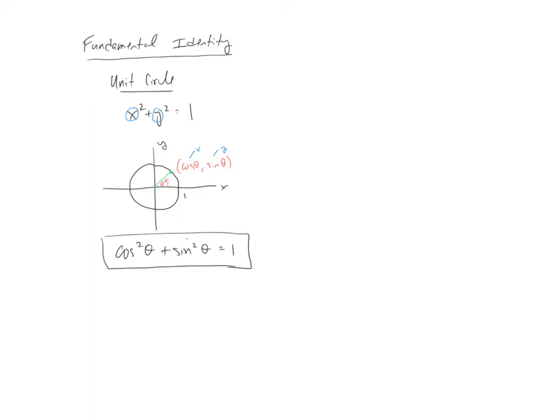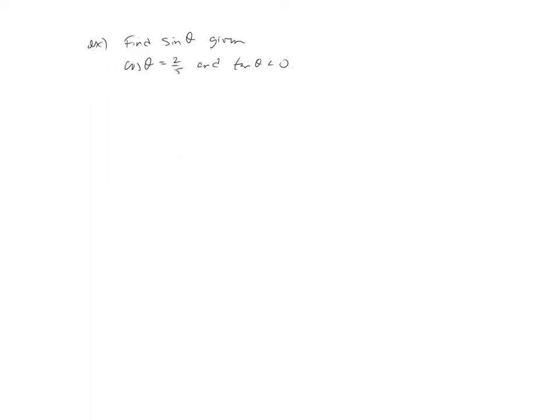Now, we'll use the fundamental identity quite a bit in future sections, but for right now, we'll go ahead and take a look at an example. All right, so the example we'll look at here is to find sine of theta given cosine of theta is 2/5 and tangent is negative.